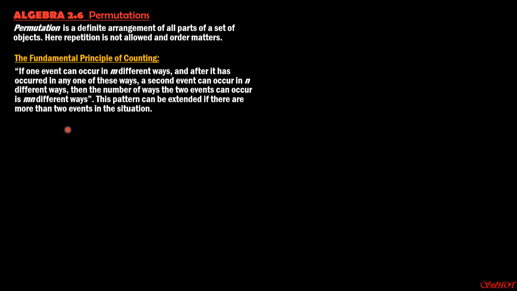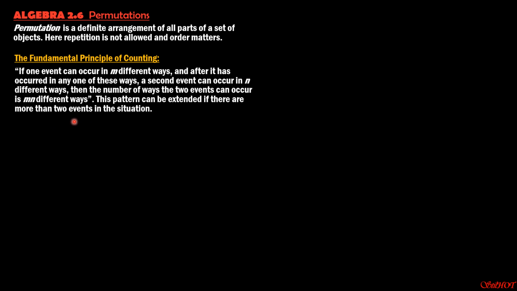If your pants are, let us say, Levi's and Lee as brands, and your shirts are Giordano, Bench, and Hanes, then we draw horizontal bars. There are two ways to assign a pant, because you have two brands of pants in the first event, and in the second event, because you have three different shirts, 3. Then from the fundamental principle of counting, 2 times 3 is 6.